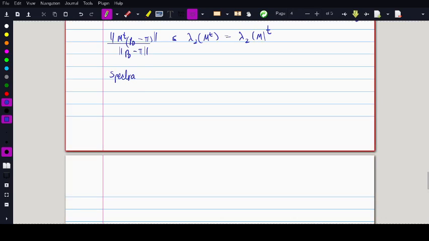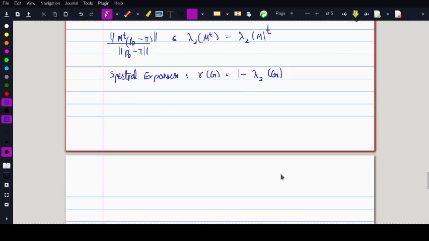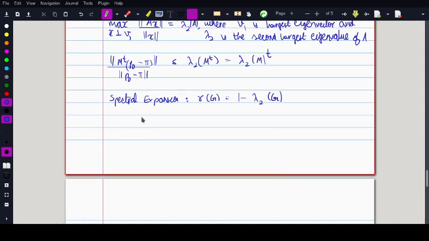We define the spectral expansion of a graph G as 1 minus lambda 2 of G, where lambda 2 of G means the second largest eigenvalue of the adjacency matrix. And we see that if the graph is well connected, the spectral expansion will be large, because if it is large, then lambda 2 is small, which means that our random walk converges rapidly.